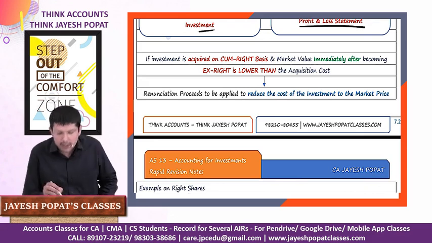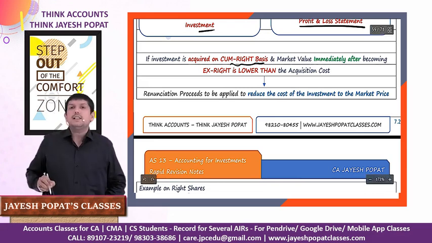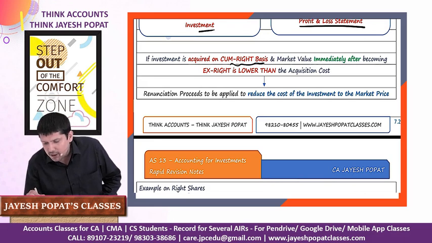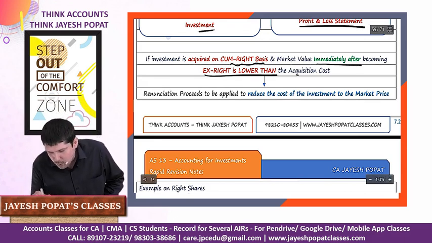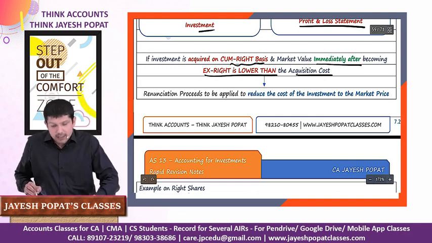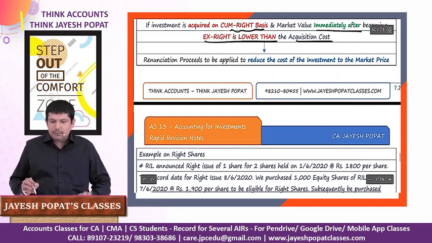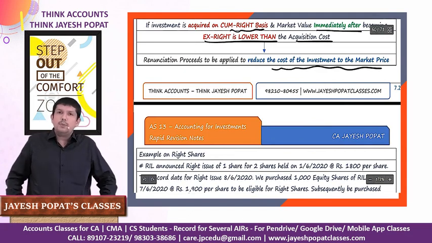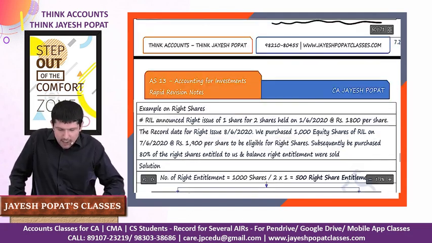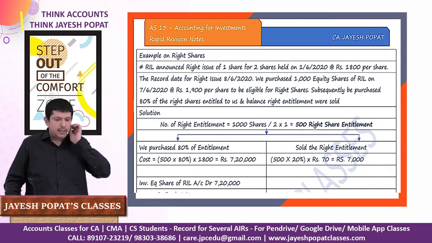If this investment is acquired on cum right basis and immediately after, the investment becomes ex right, and the ex right price is lower than the cost of acquisition, then in that case the renunciation proceeds should go ahead and reduce the cost of my investment to its market price. Interesting scenario. We'll have a look at it with the help of an example.